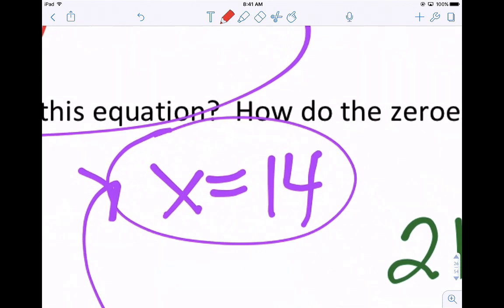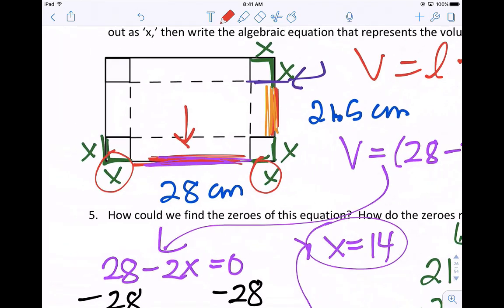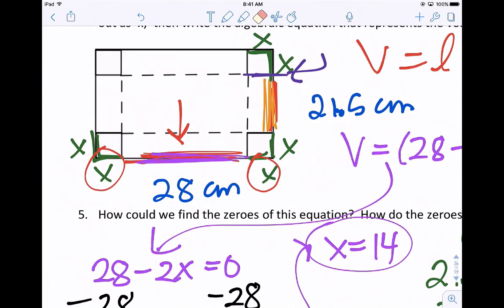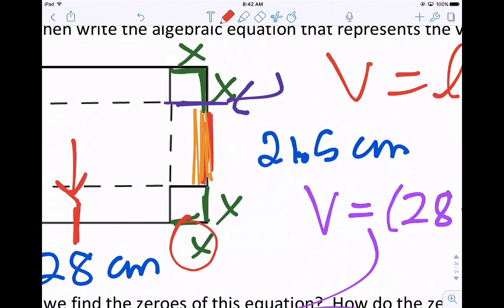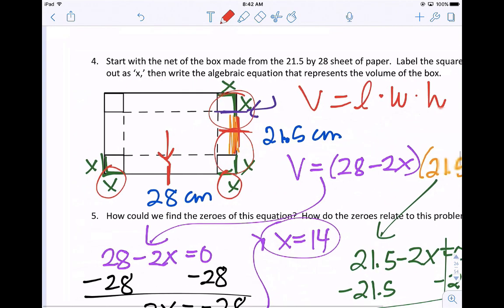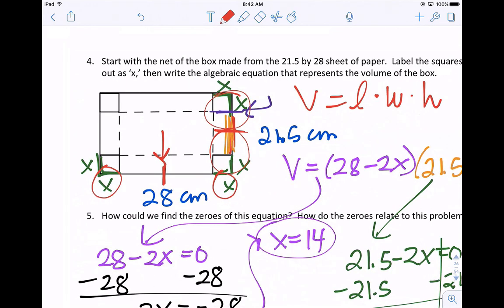But if we cut out 14 from each side, so again, this side was 28, there will be nothing left to fold up. So we know we can't cut out 14. Likewise, over here, half of 21.5 is 10.75. If we cut out and remove the middle of this and the middle of this, there's nothing left to fold up. So we cannot cut out sides of 14 or 10.75.